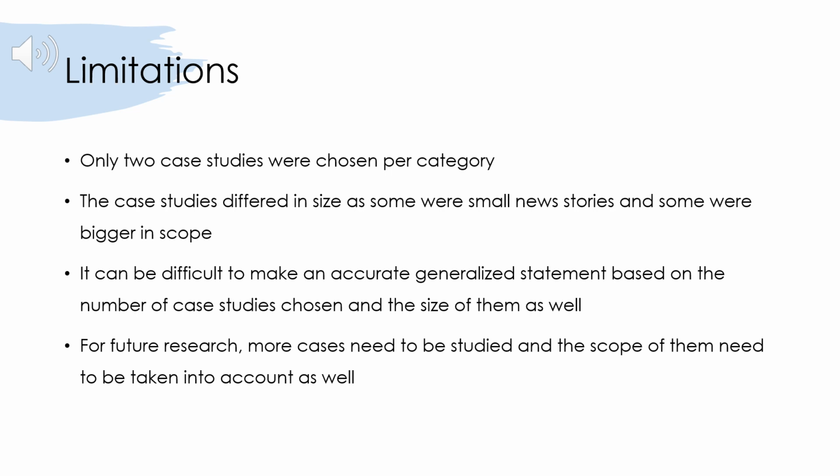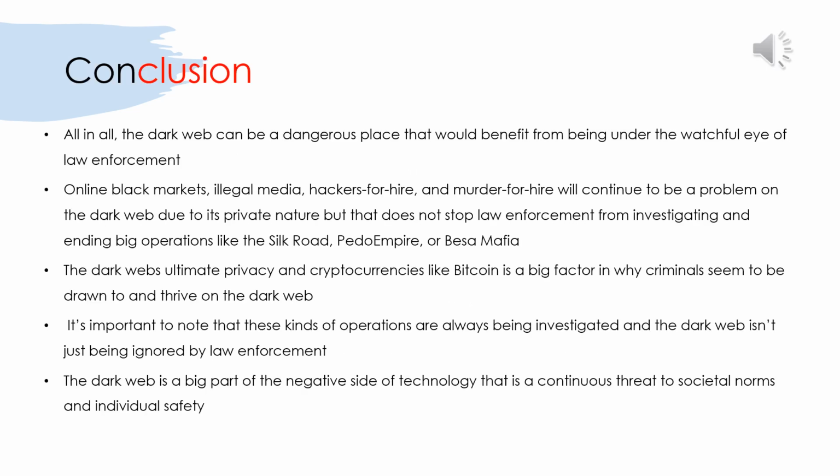In conclusion, the dark web can be a dangerous place that would benefit from being under the watchful eye of law enforcement. Unlike black markets, illegal media, hackers for hire, and murder for hire will continue to be a problem on the dark web due to its private nature, but that does not stop law enforcement from investigating and ending big operations like the Silk Road, Pedo Empire, or Base Mafia. The dark web's ultimate privacy and cryptocurrency like Bitcoin is a big factor in why criminals seem to be drawn to and thrive on the dark web.